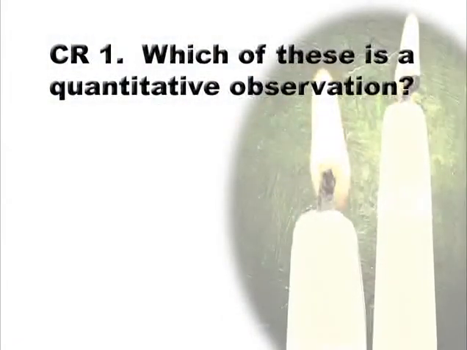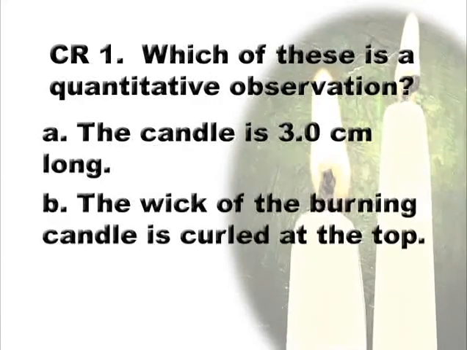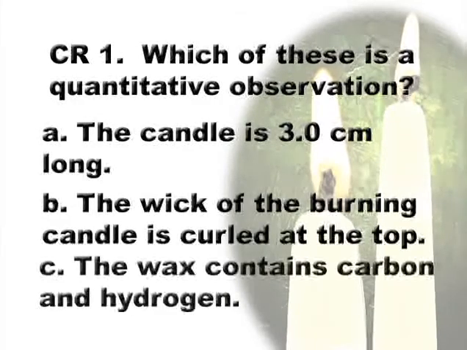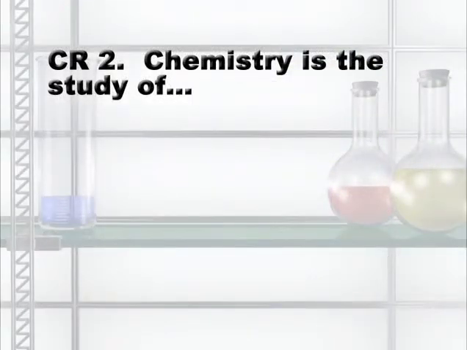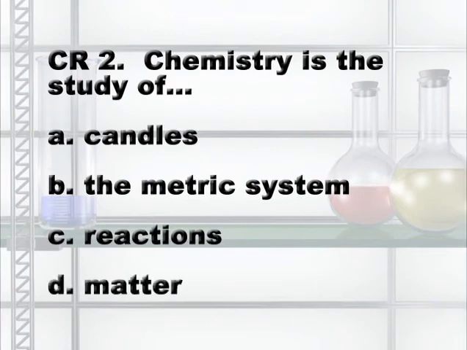Here's cumulative review question number 1. Which of these is a quantitative observation? A. The candle is 3.0 centimeters long. B. The wick of the burning candle is curled at the top. C. The wax contains carbon and hydrogen. Cumulative review question number 2 sums it all up. Chemistry is the study of A. Candles, B. The metric system, C. Reactions, D. Matter.